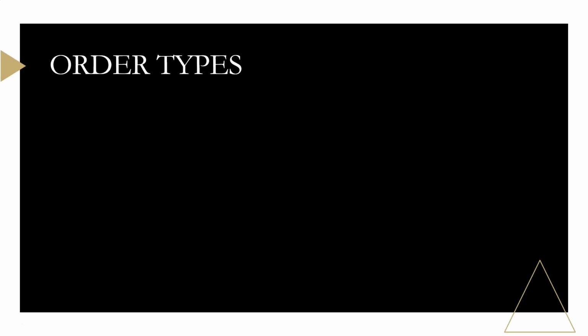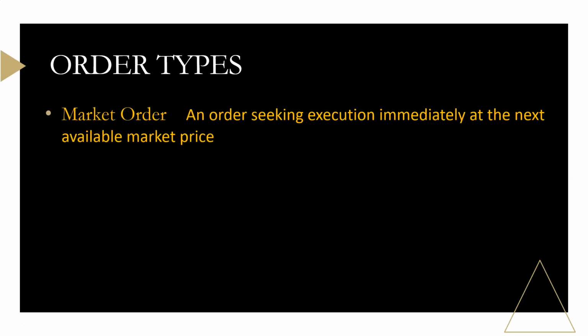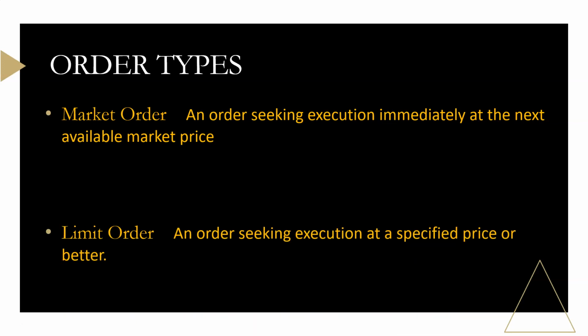So if you recall, a market order is an order seeking execution immediately at the next available market price, whereas a limit order is an order seeking execution at a specific price or better. So just think of it as market order: the market is telling you what the price is going to be. A limit order, you are the one deciding what you're going to pay.